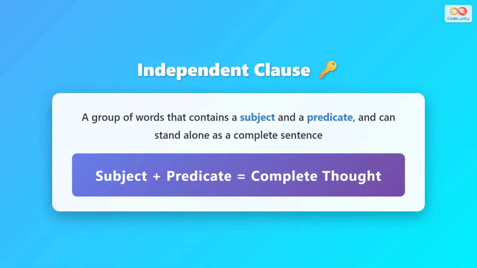An independent clause is a group of words with a subject and predicate that can stand alone as a complete sentence. Subject plus predicate equals complete thought. Independent clauses don't need any other clauses to make sense.